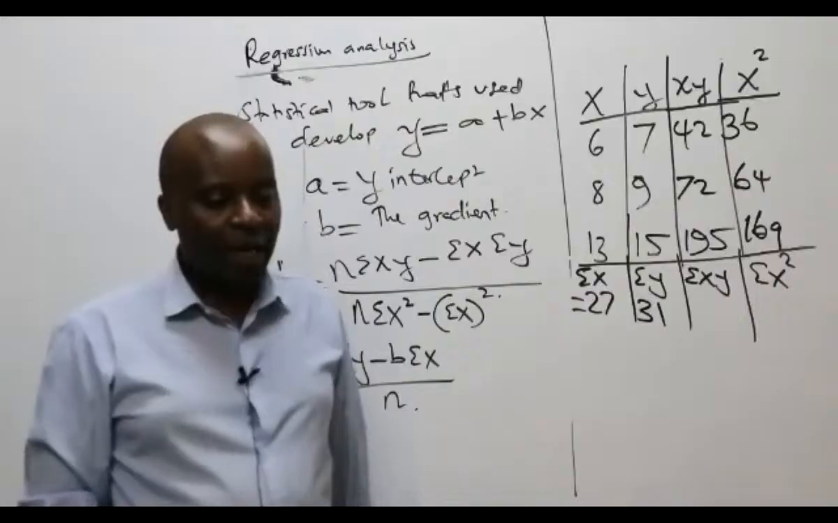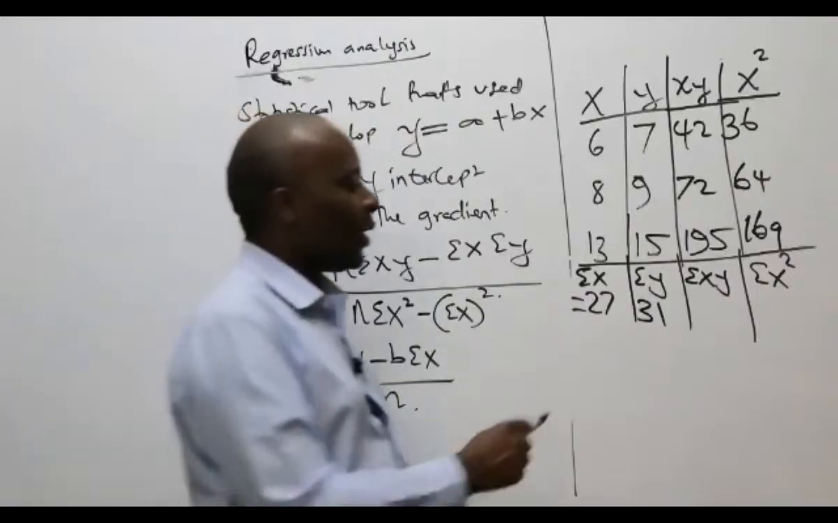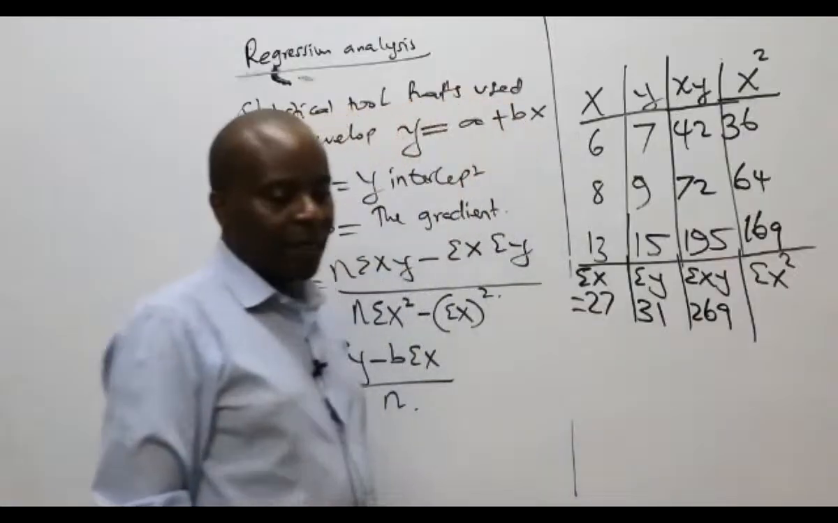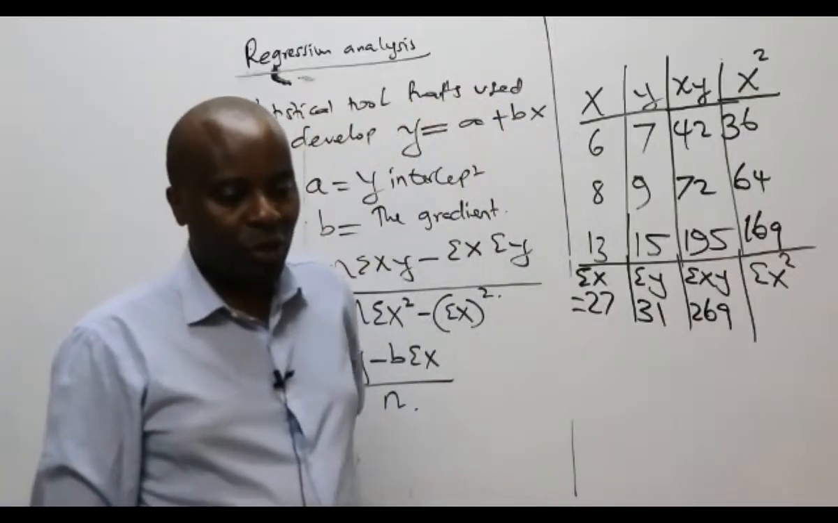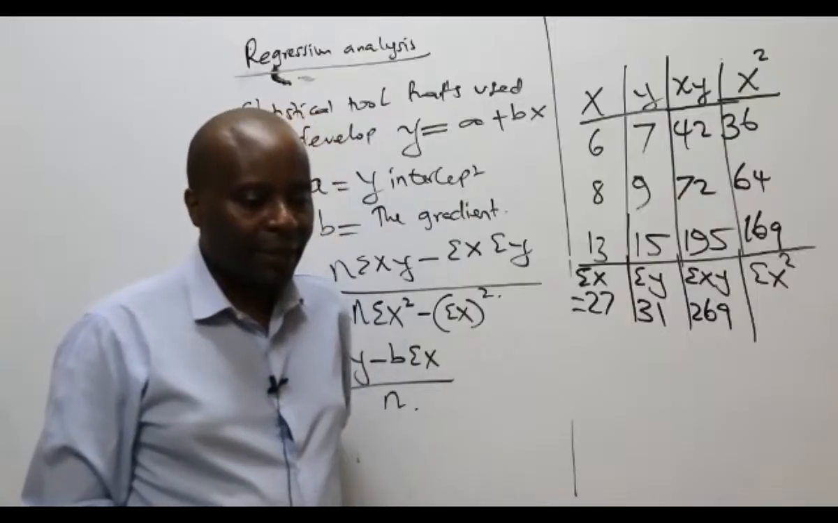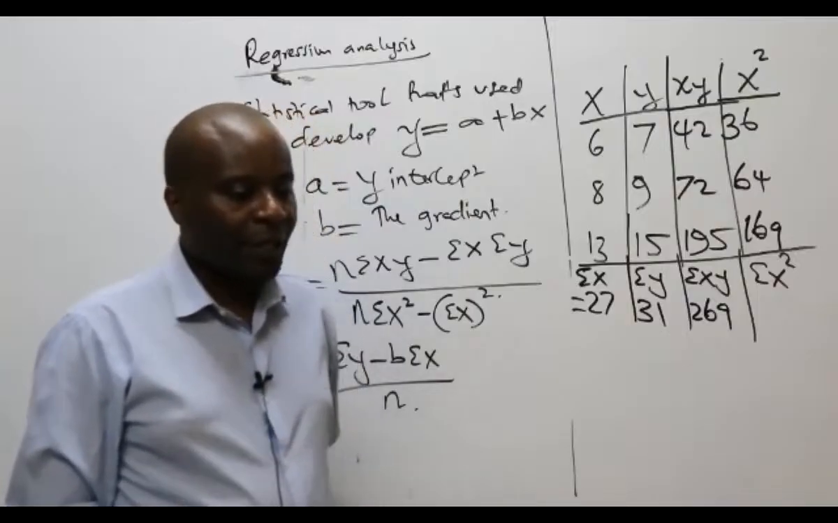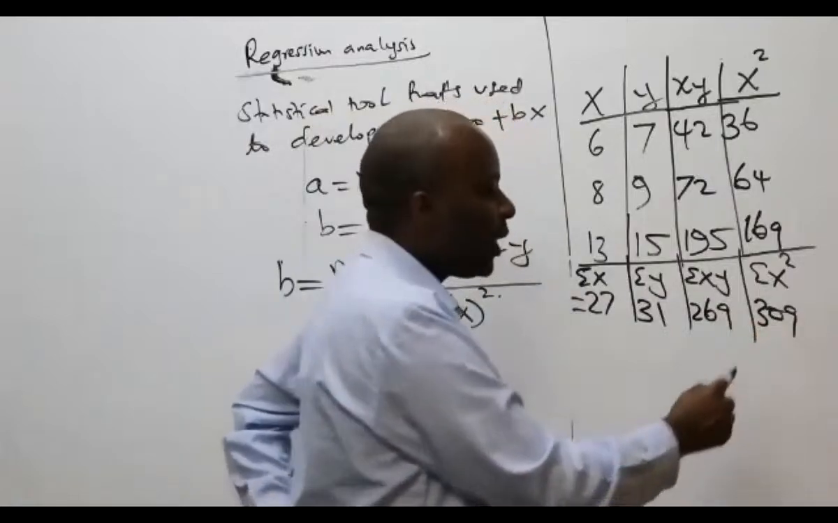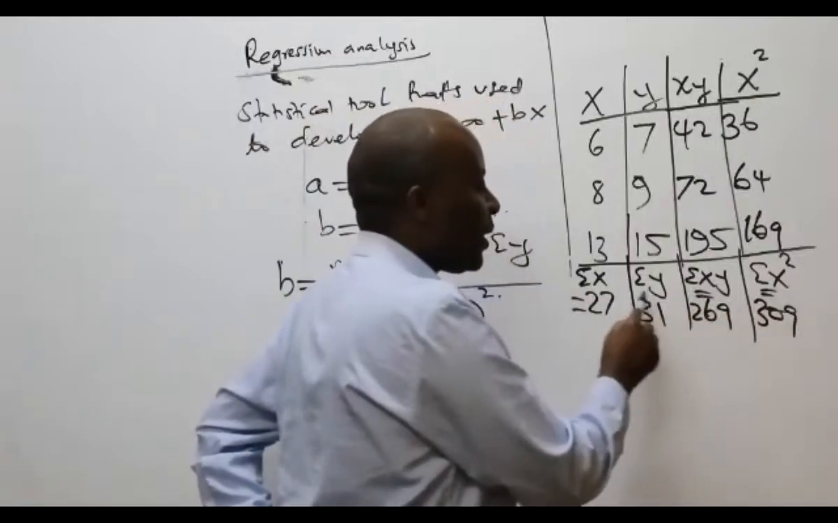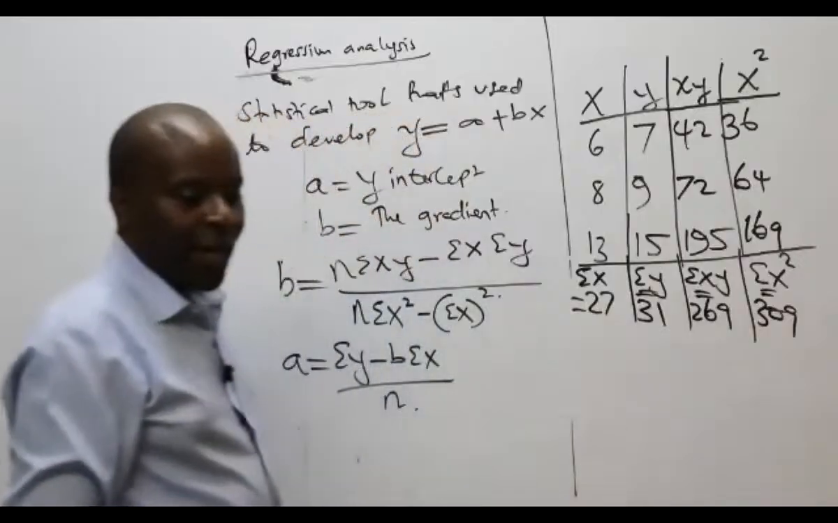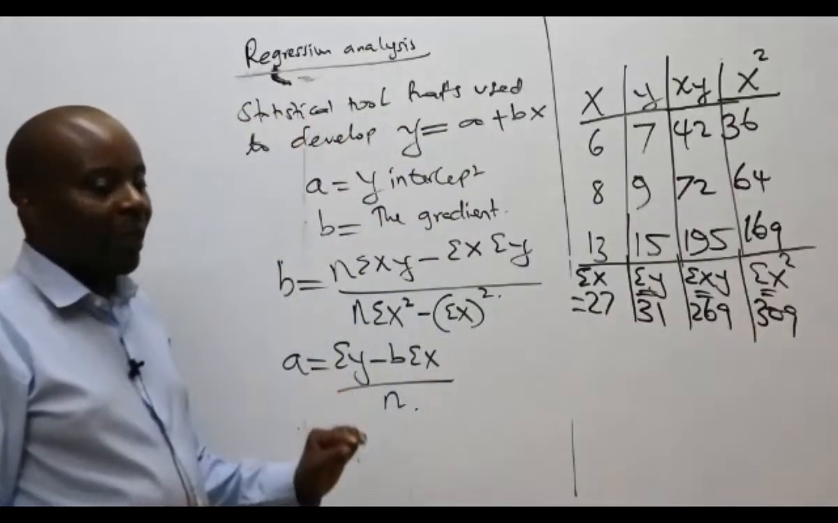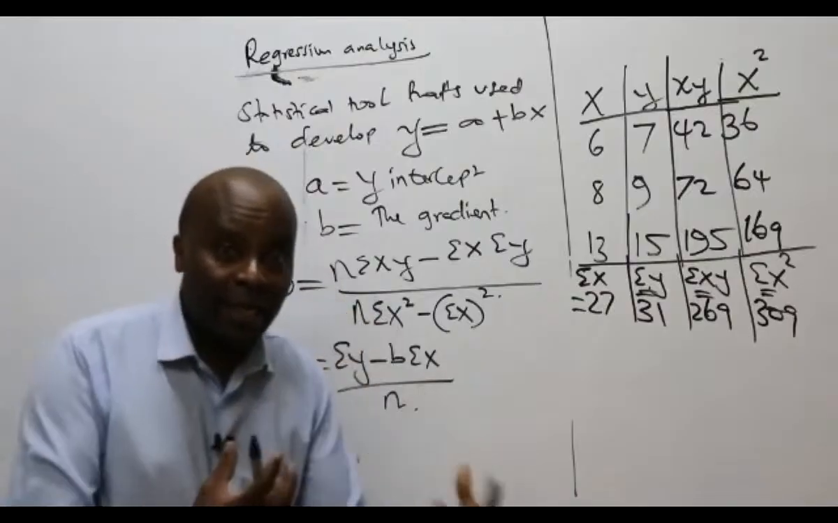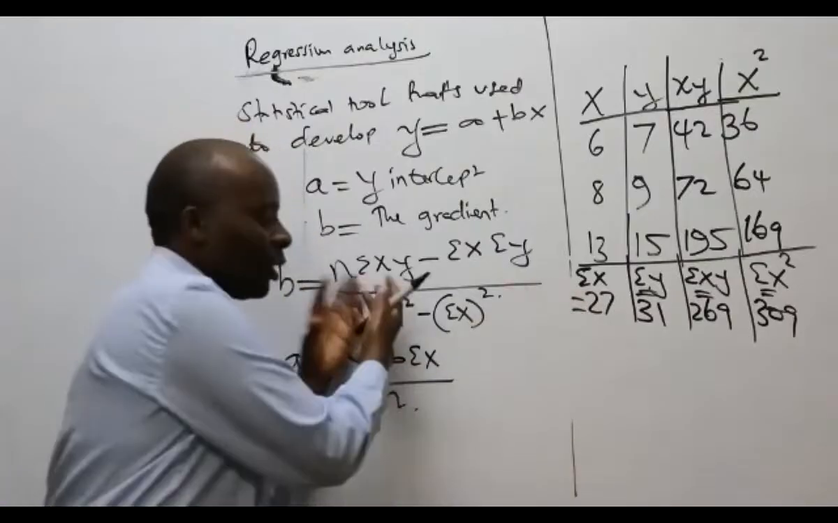Summation of xy. Sharon tells me it is 269. Summation of x squared. What do we have under summation of x squared? 309. Thank you very much. So remember that these are summations. Now, ladies and gentlemen, I would want us to move to the next level, which basically is plugging these summations into the formulas.